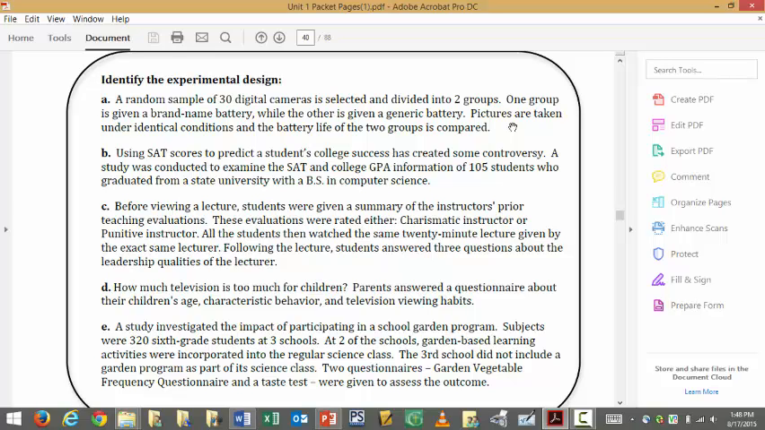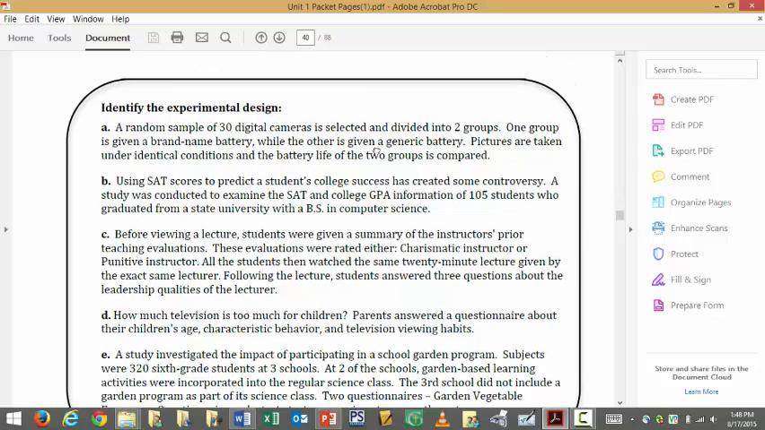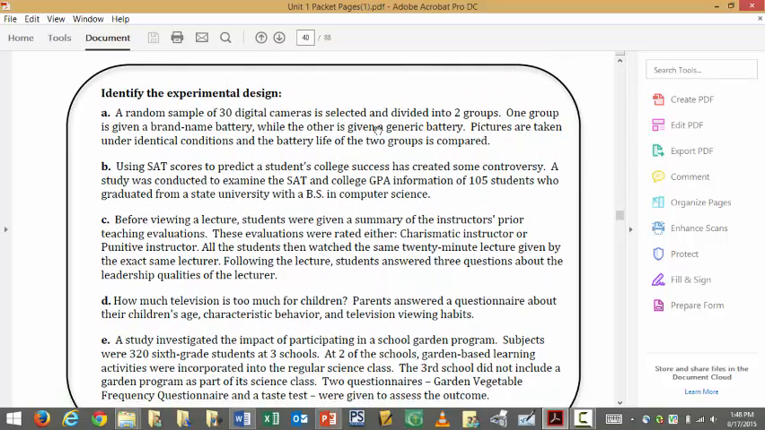For part B, using SAT scores to predict a student's college success, there's some controversy over that. So a study was conducted. They examined the SAT and then the college GPA of about 105 students. In other words, they're looking at something after the fact. So for part B, this would be a great example of an observational study.